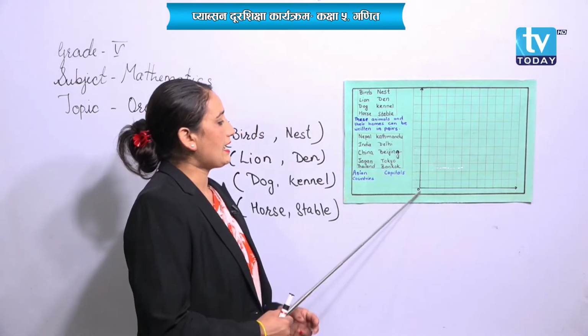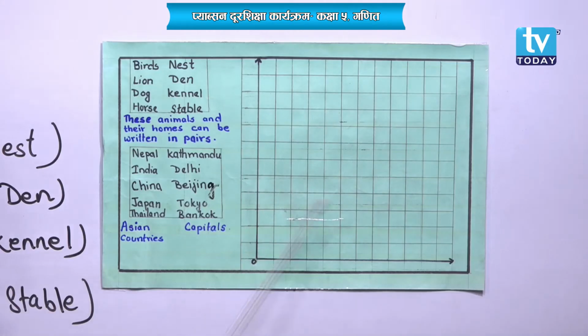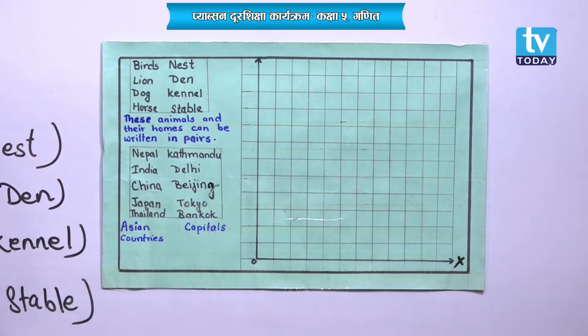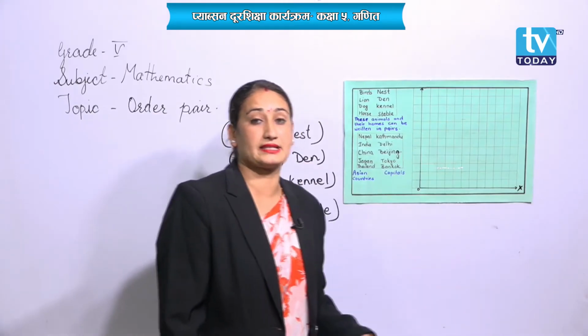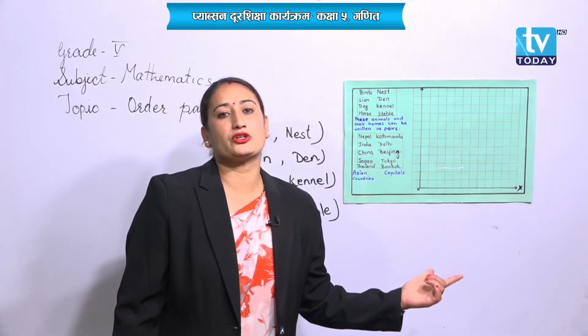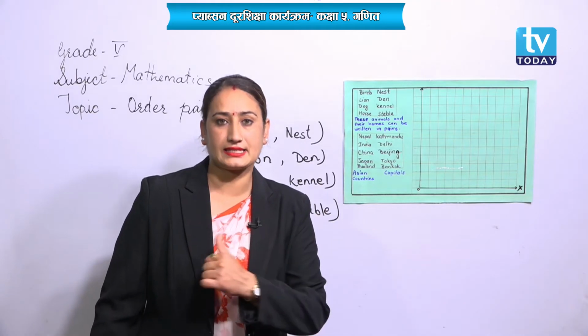Okay, let's have a look at the horizontal line. This side, between O and X, we call this the horizontal line. Let's give the name OX to this horizontal line, where X denotes the x-axis.